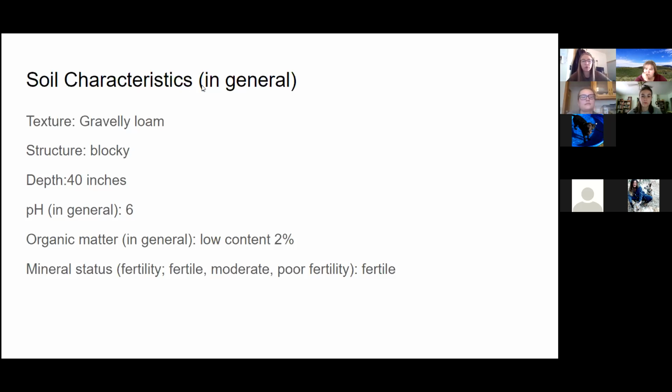So some soil characteristics that we also found on web soil survey was that it was a gravelly loam. Structure for that area was blocky. Average depth to bedrock is about 40 inches, and then the general pH is around 6. It said it had very low organic matter content at 2%. And then mineral status was fertile.